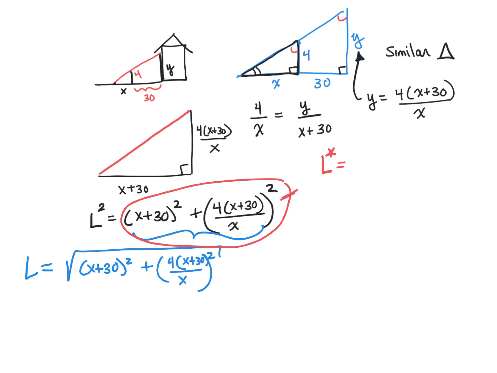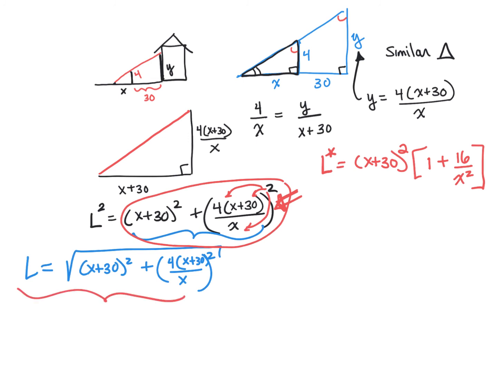So I'm going to take this red circled thing here, and I'm going to actually factor out an x plus 30 quantity squared. That's going to leave me with 1 plus 16 over x squared. Because remember, I'm applying this square to every piece. So this is what I'm trying to minimize, because if we minimize this, we minimize the length of this ladder. So at this point, what we want to do is take the derivative of this L star.